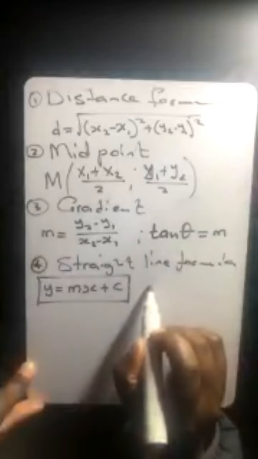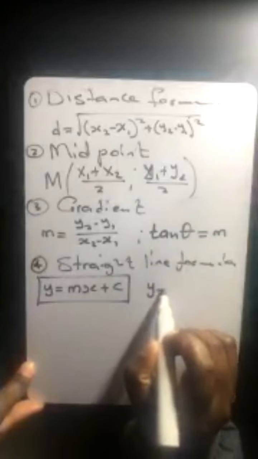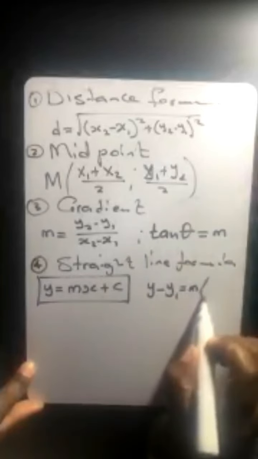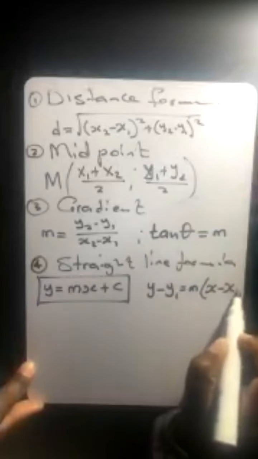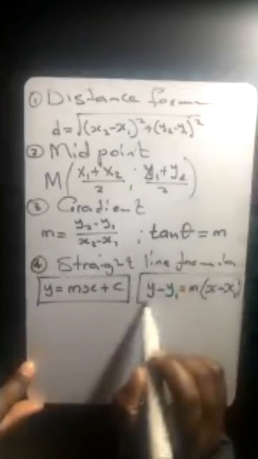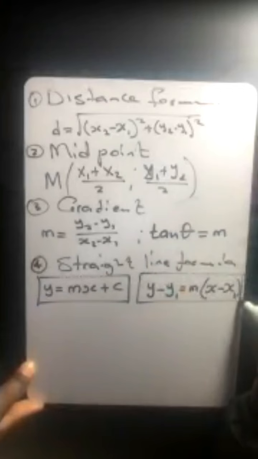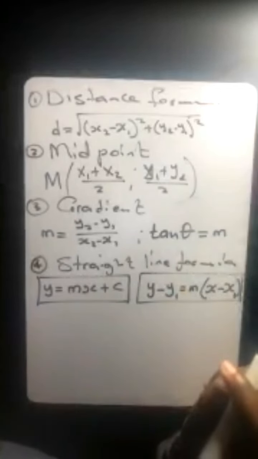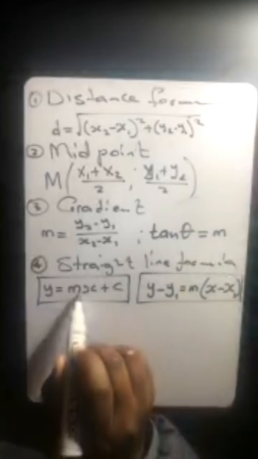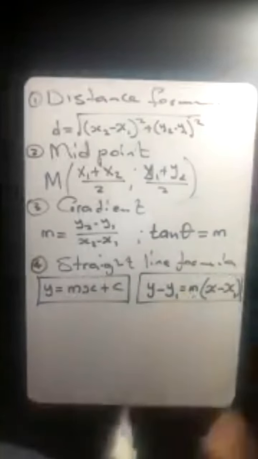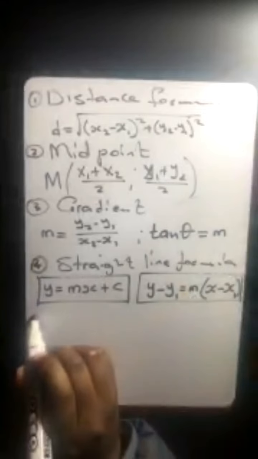And if you remember, we also have this formula which says y minus y1 is equal to m, then we have x minus x1. Whichever formula you use doesn't really matter that much. You just need to know your gradient, then have 1 point.